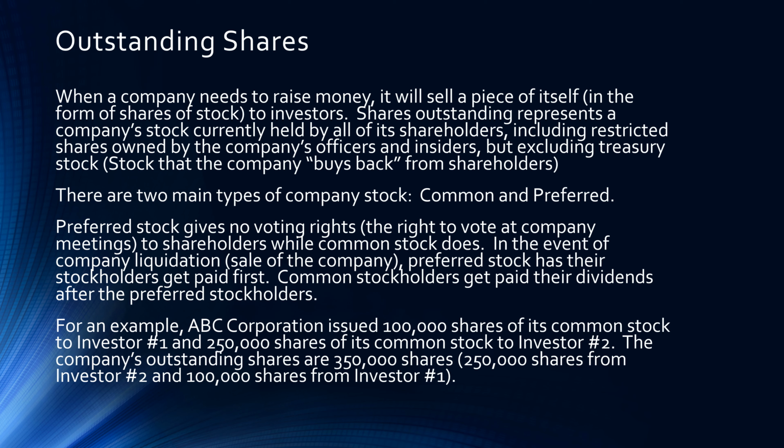There are two main types of company stock, common and preferred. Preferred stock gives no voting rights, which is the right to vote at company meetings, to shareholders, while common stock does. In the event of company liquidation, which is the sale of a company, preferred stockholders get paid first. Common stockholders get paid their dividends only after the preferred shareholders.